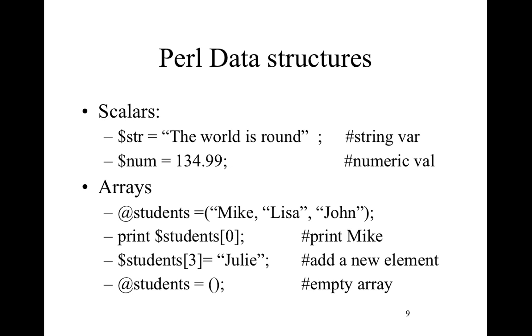Here are some arrays. @students. So then we're going to go, well, what about the @ symbol in the C script we just looked at giving us a number? So this is more C-like actually than the shell script we just looked at. Because now the @ symbol is going to say, well, this is an array. It's called students, so we got Mike, Lisa, and John. And then print $students[0] prints out Mike because he's 0. So it's more programming-like because it's starting with 0 on the array subscript values. And then $students[3] is equal to Julie, add a new element. @students is equal to (), I'll empty out the array. Have it equal to nothing.